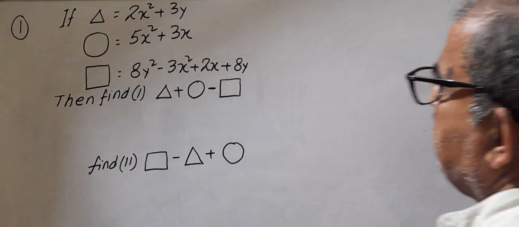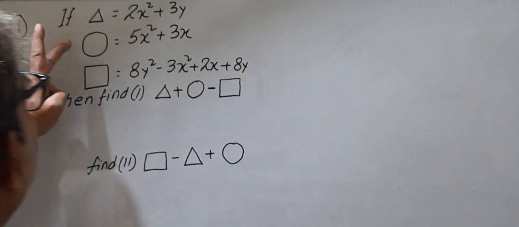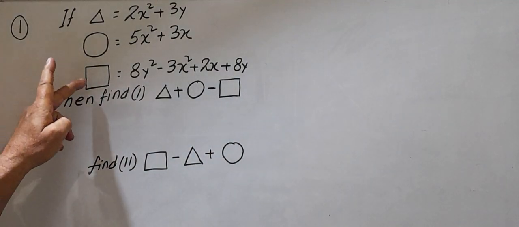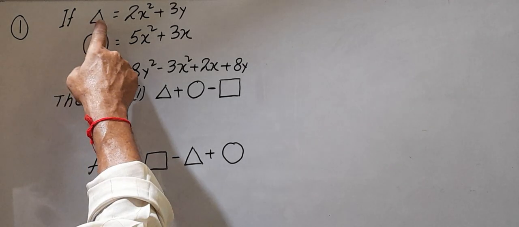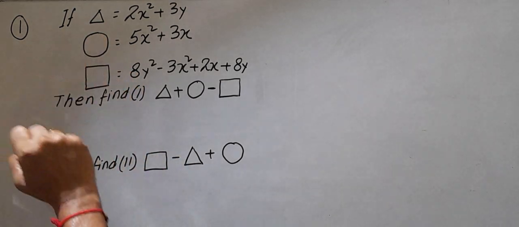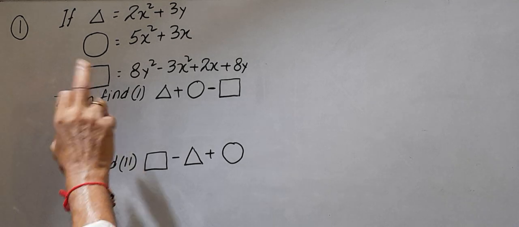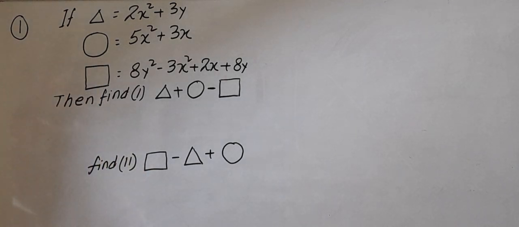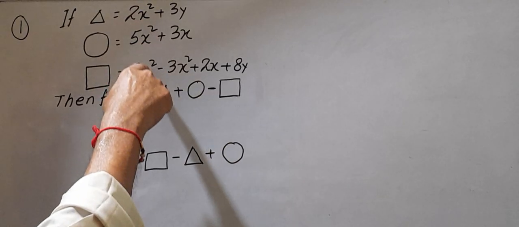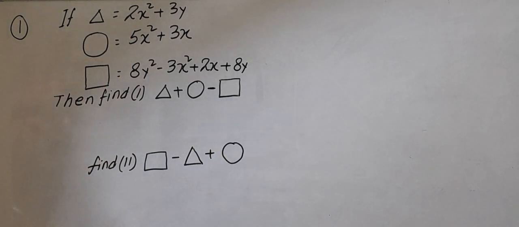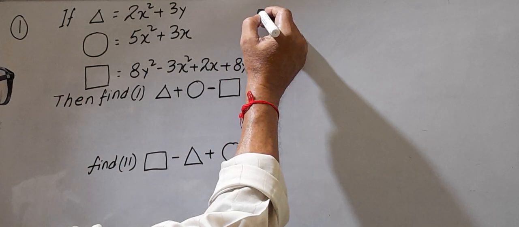Here a question is given: triangle, this circle and square. But triangle is not like circle and circle is not like square. These are not like, but the value is like. The value. तो आप पहले लिखिएगा इस ढंग से.